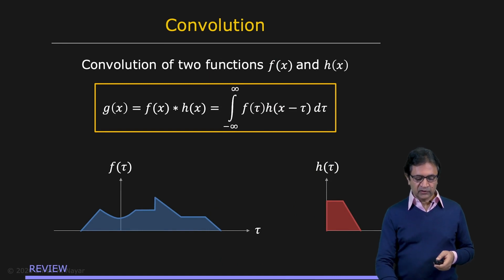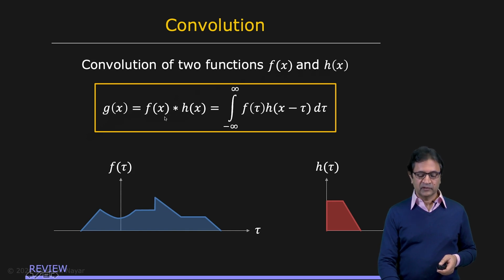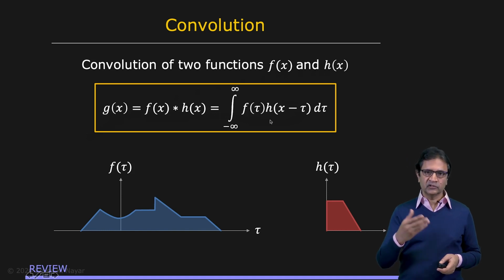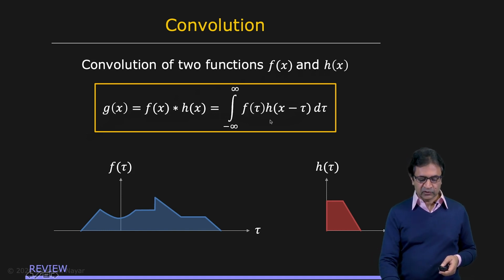So here you see the convolution of two functions f and h, and the result is g. So g is f convolved with h or h convolved with f, doesn't matter. And it is defined by this integral shown here. So once again, let's use a visual illustration to show how convolution works.